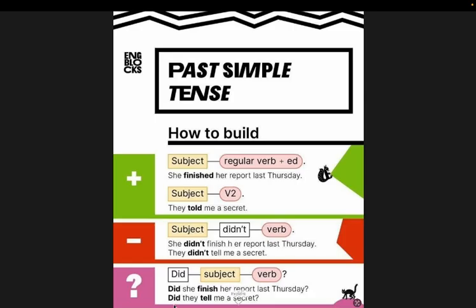How can I answer these questions? Question number 1, did she finish her homework or her report? I can say, yes, she did, or no, she didn't. Did they tell me a secret? I can say, yes, they did, or no, they didn't.